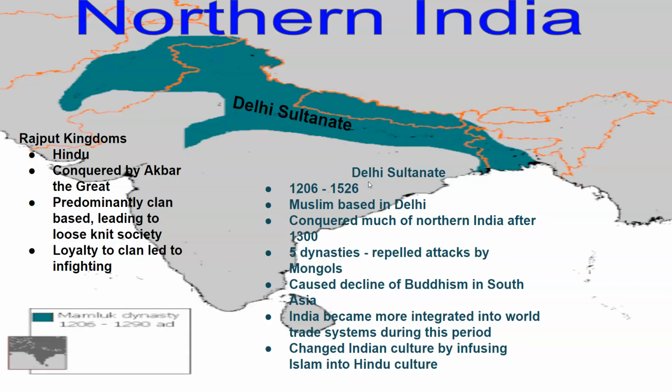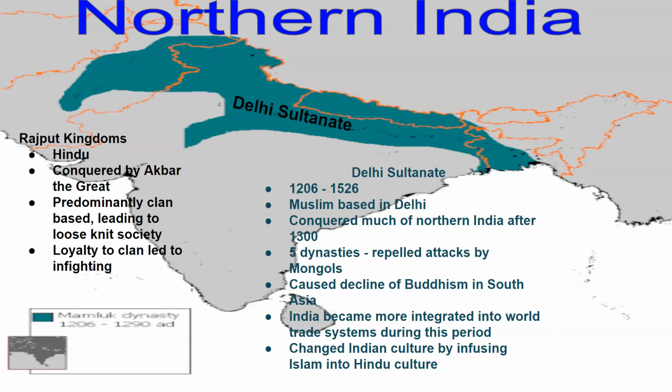Okay. In northern India, you have more Muslim domination. Now, not totally, because you do have the Rajput kingdoms, which are maybe a little more central India, but central northern India. They are Hindu. Eventually, they are all conquered by Akbar the Great. They are predominantly clan-based, which kind of leads to their downfall, because it creates a very loose-knit society where loyalty to clan is much more important than your loyalty to a ruler. And so there's a lot of infighting constantly, everybody trying to get in power.